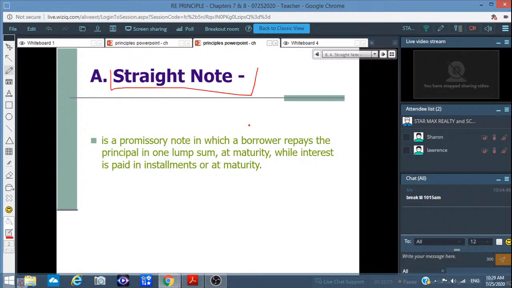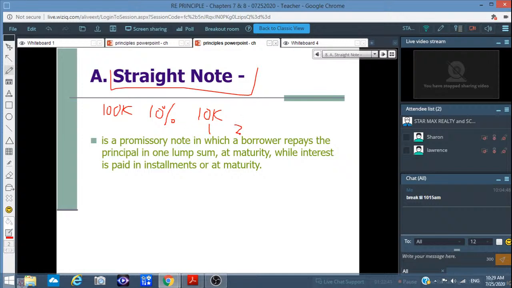Alright, the first type of note is a straight note, okay? So this is very simple. You pay the interest as you use it. At the end of the term, you pay them the principal back. Let's say you borrow 100 grand at 10%. Each year you pay them 10 grand. So it's a 5-year term.